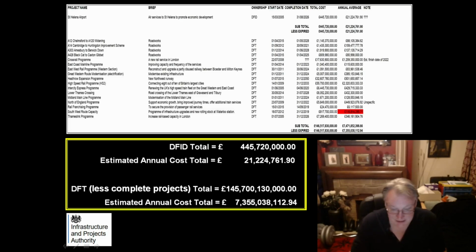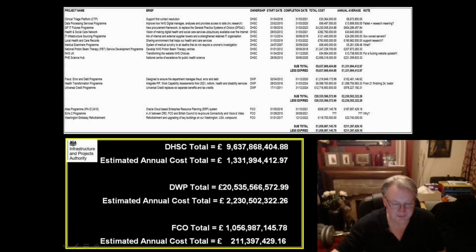But anyway, these are the totals that we get. So for DFID, apparently we're going to pay £21 million a year for a GDP of 39. Anyway, and the Department for Transport, 7.3 billion. So not insignificant amounts of money every year that are going to go into the budget.